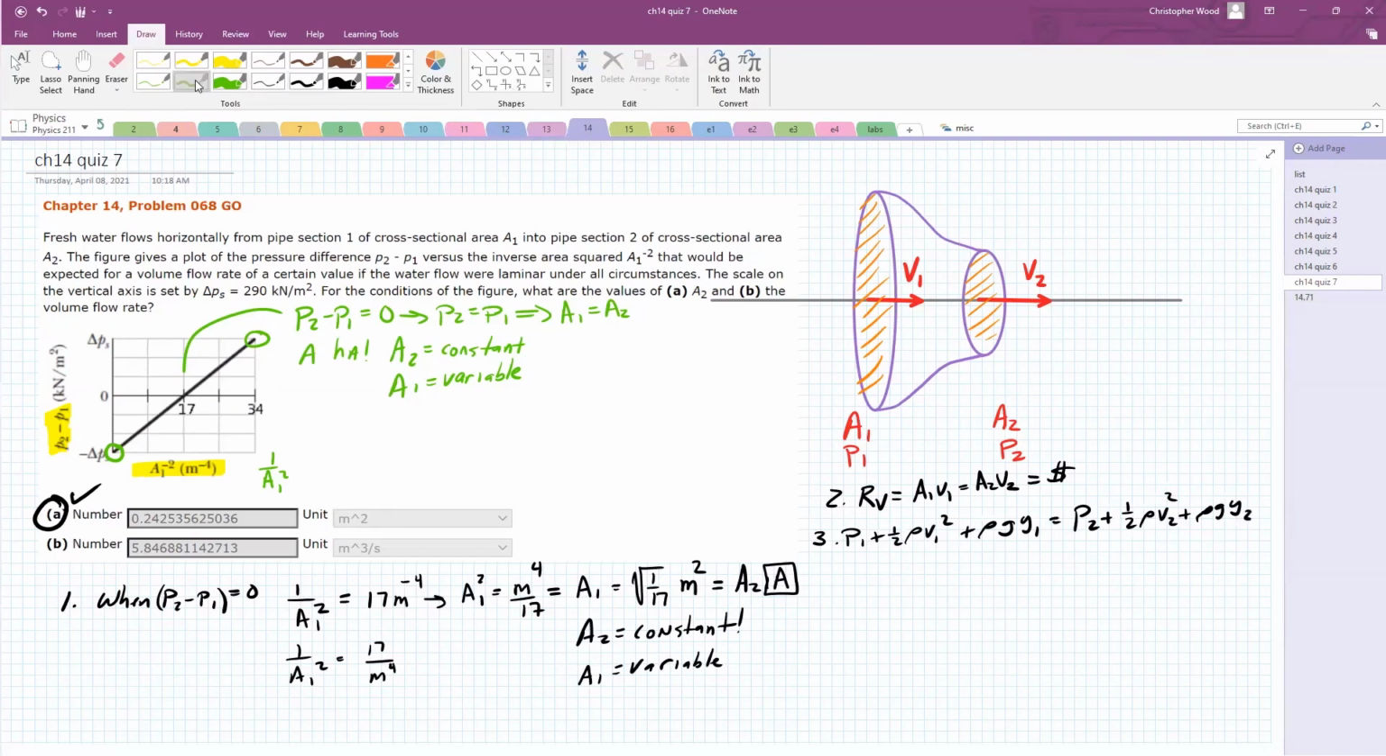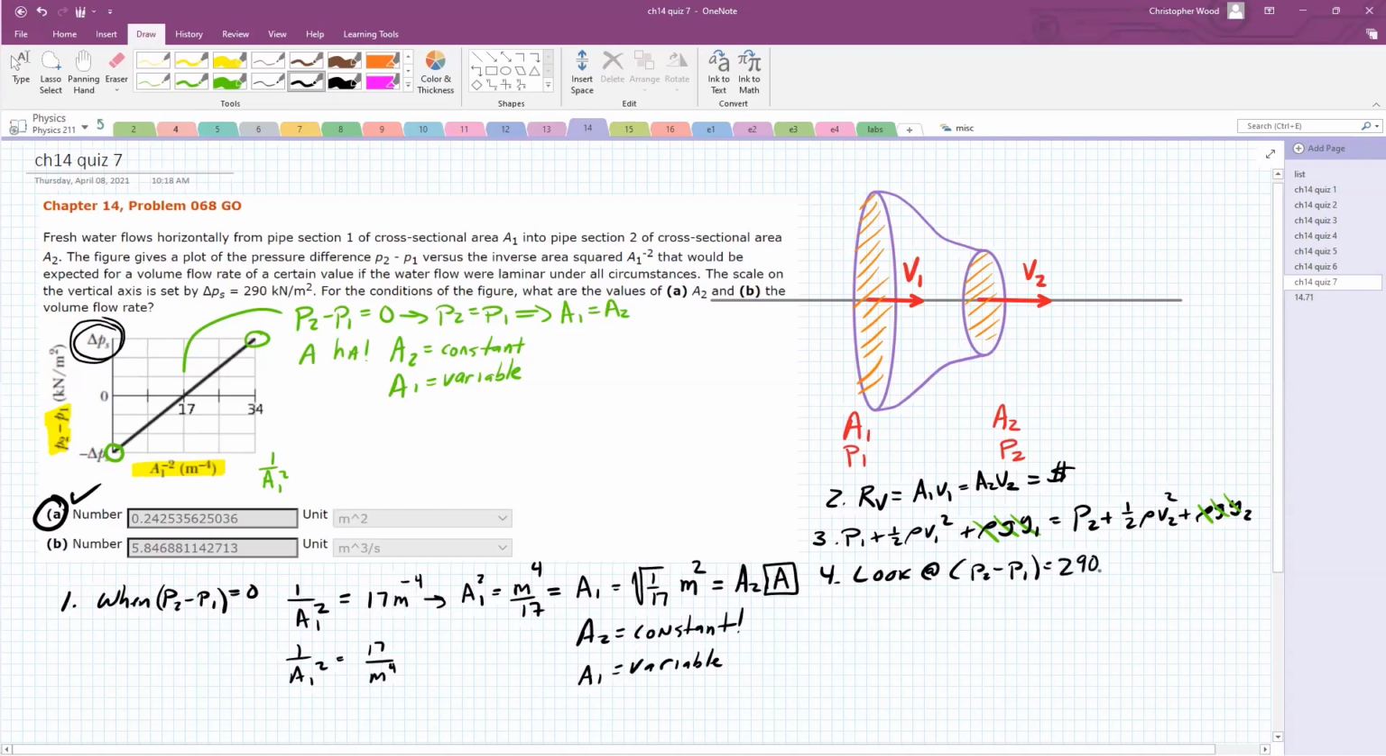Low-hanging fruit. Is there any? Yeah, it's a horizontal pipe. And do I know? Well, I guess it's time to look at the graph again. Look at P2 minus P1 equals this value right here, because I have an easily identifiable data point. That value right there is 290,000, so 290 E3 newtons per square meter. That's P2 minus P1. And at that point, I know a value for A1.